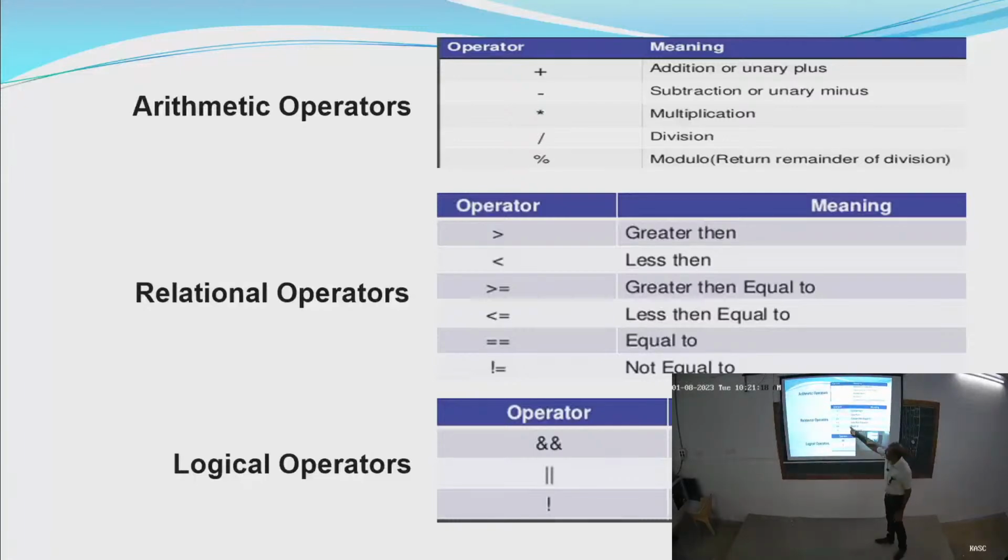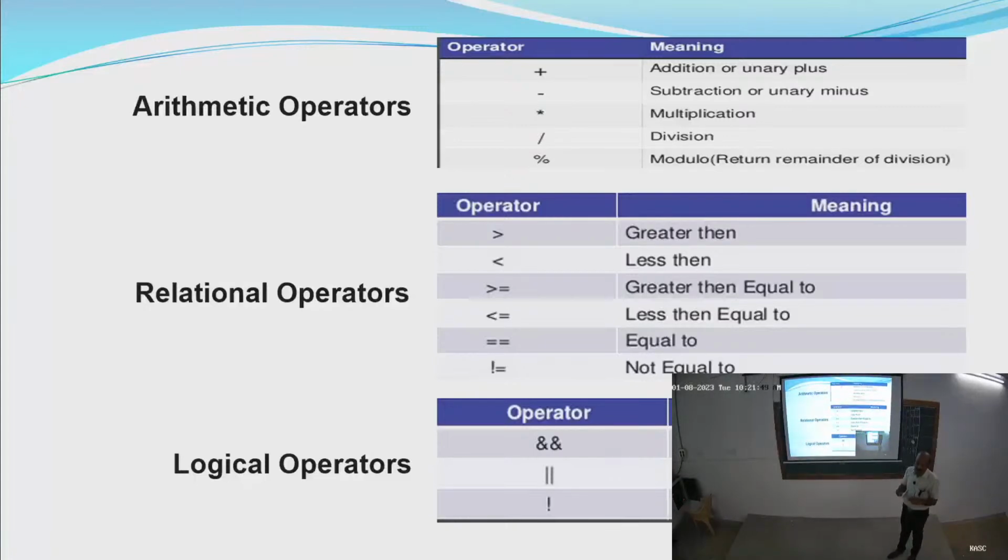Suppose we give a single equal to here, that is the assignment operator. Double equal to represents the equal to operator. Continuously giving double equal to is called the equal to operator. Not equal to means exclamation mark followed by equal to symbol. That combination of exclamation mark and equal to symbol represents the not equal to operator. Usually, the purpose of using a relational operator is to compare any two values, that is a greater value or a lesser value.